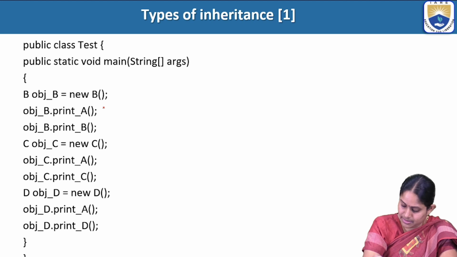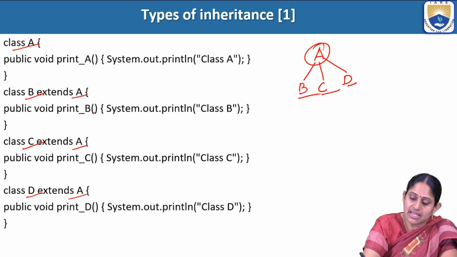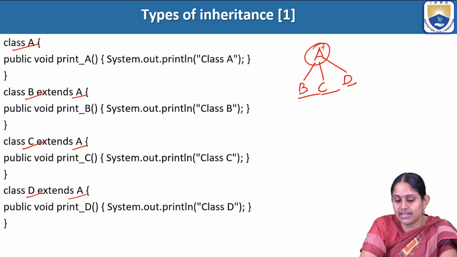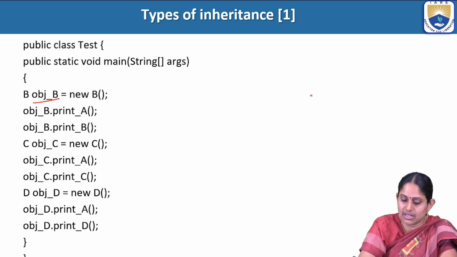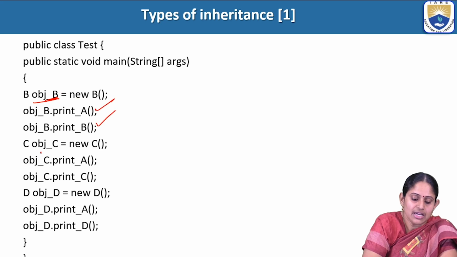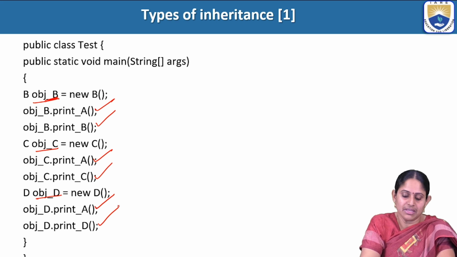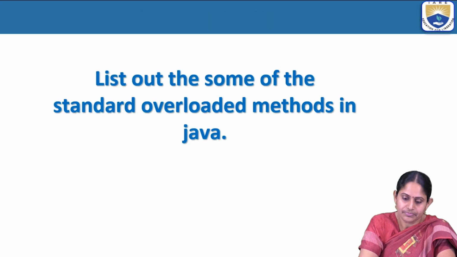So we are creating an object of B class, and since B is inherited from A, it can access the print A method as well as the print B method. Using this object B, you can call the print A method as well as print C. Similarly, C can call print A and C methods, and using object D you can invoke A and print D methods, since B, C and D are inherited from the class A. So that is hierarchical inheritance.